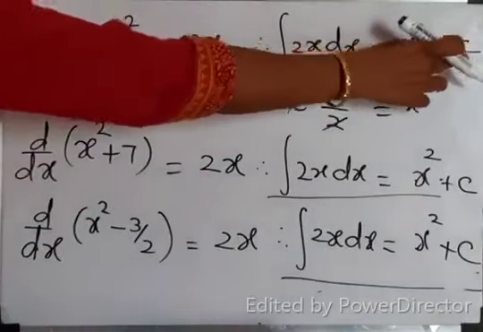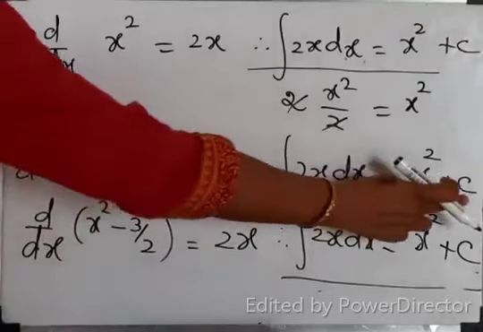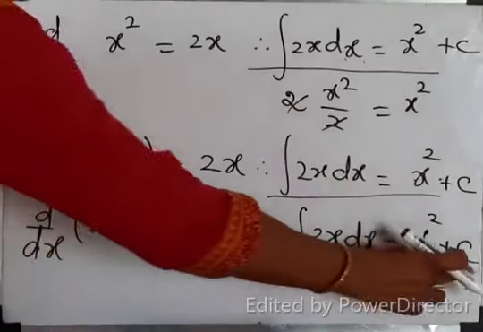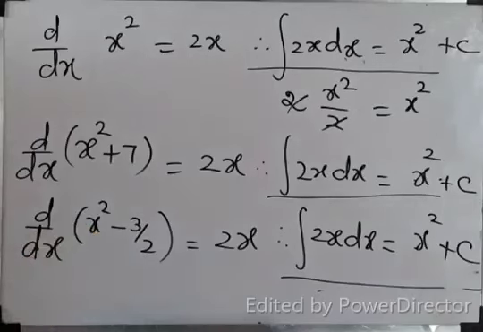What does plus C stand for in this first question? 0. Here the C stands for 7. In this third question, C stands for minus 3 by 2. What is C? C is any constant, any constant which belongs to the real numbers. Anything you can write. Do you understand? Differentiation and integration deal only with real numbers, not complex. This formula is only for algebraic functions.